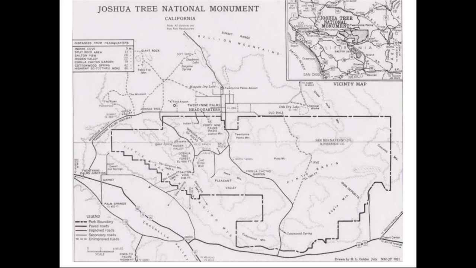And she said, hey, it's not just about visuals, it's about protecting these biological spaces. So this park is so huge because she used the Joshua trees to also connect to the magnificent flora and fauna of the Pinto Basin and the Colorado desert. This is a transformational understanding of what's important to protect the national parks.